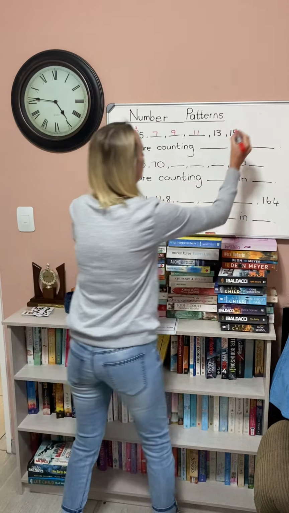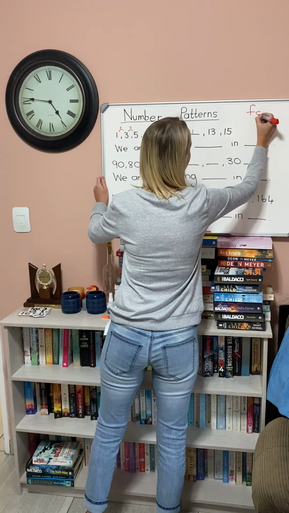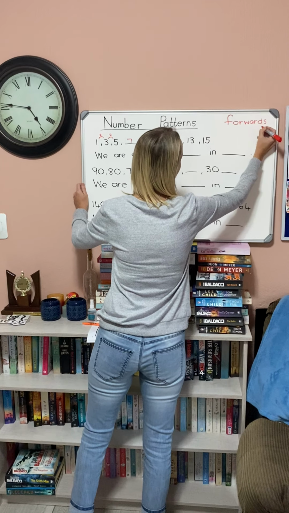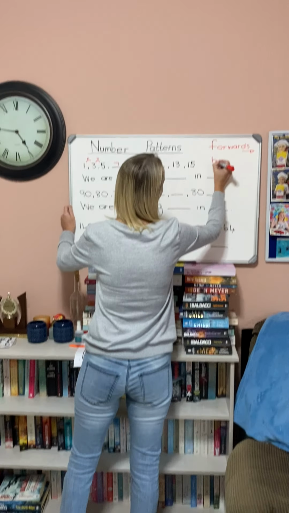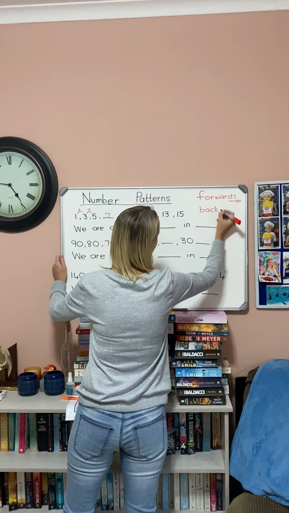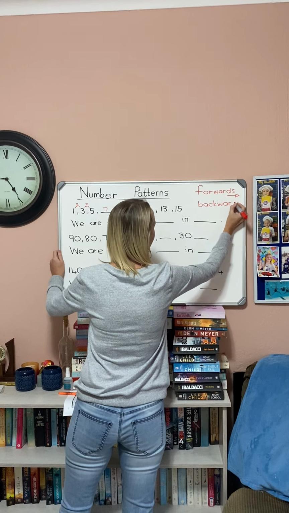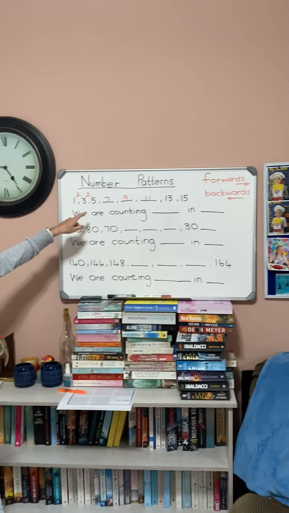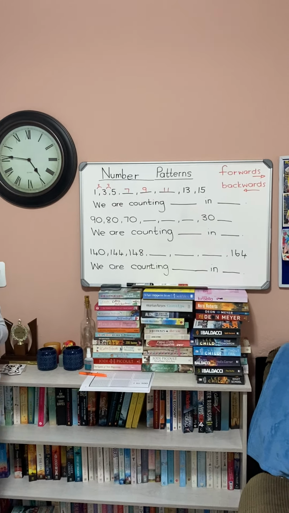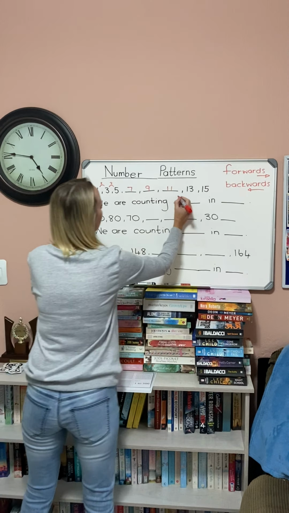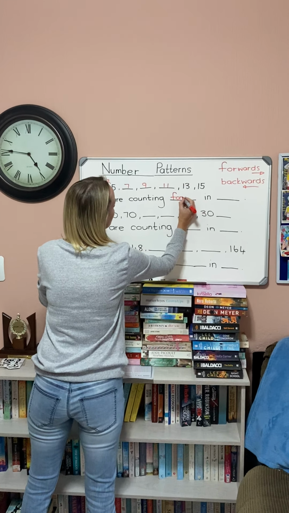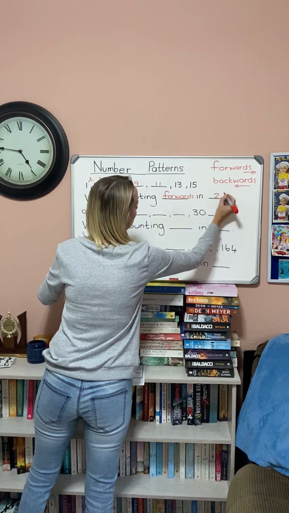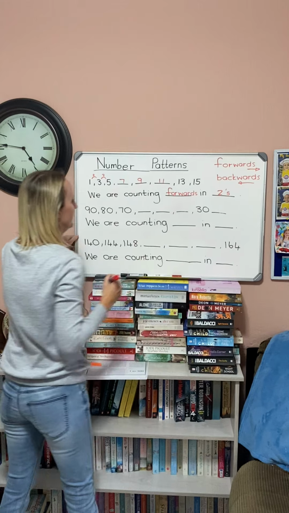So I'm going to put the word forwards. So we're going that way, and backwards. We are going that way. So Emily, are we counting forwards or backwards in that pattern you did? Forwards in 2s. So forwards in, and you can just write 2 and then an apostrophe s, 2s.